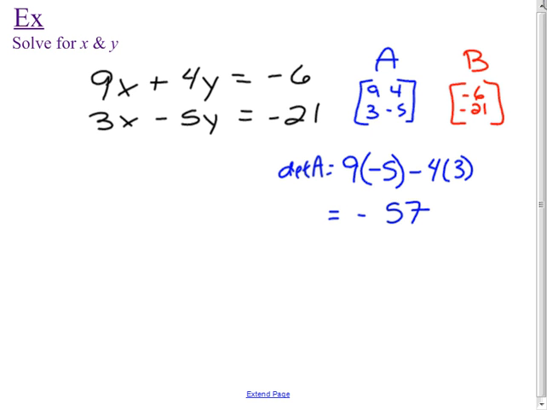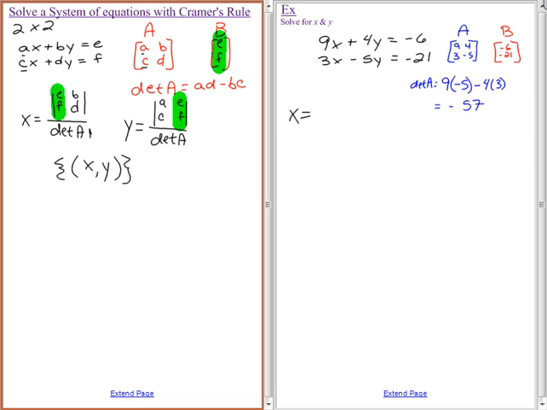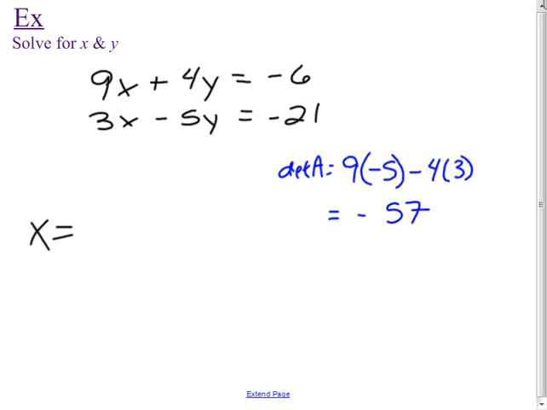So I have my determinant of A. Now if I want to find my x value, go back to the process. X equals the determinant of A on the bottom, and then on the top is a 2 by 2 determinant. So on the bottom is the determinant of A. Hey, that's just negative 57. I calculated that already.